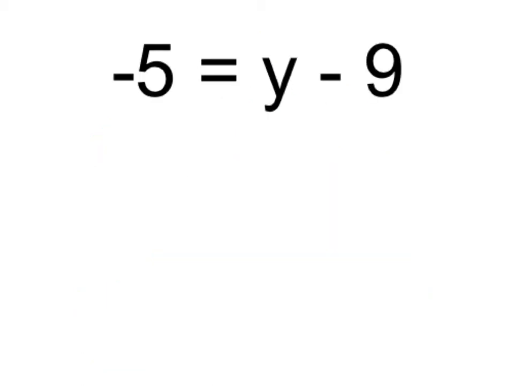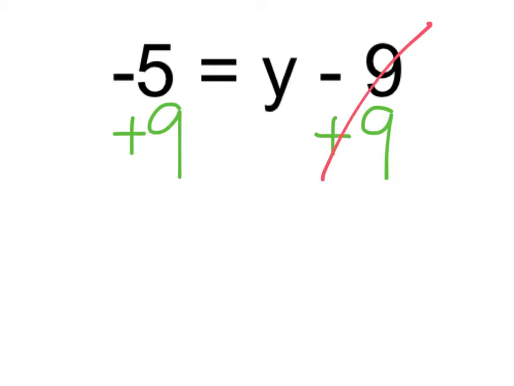Negative 5 equals y minus 9. We know that we need to get the variable by itself. So what we're going to do is add positive 9 to both sides, because plus is the opposite of minus. And when we do that, this cancels out, and all we're left with is the y. And so the y equals what? Well, negative 5 plus 9 is 4, or positive 4.